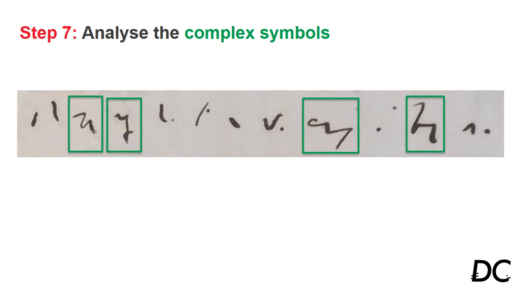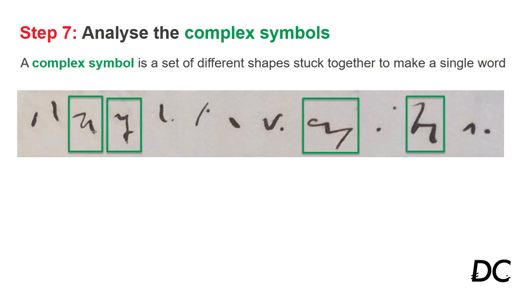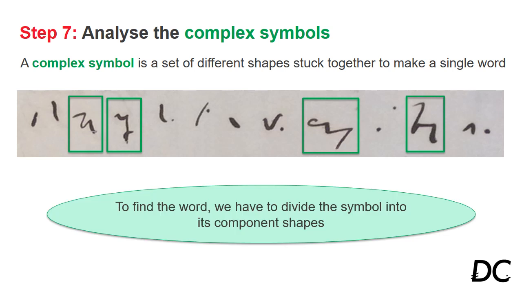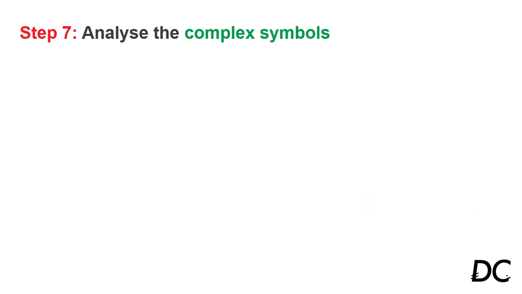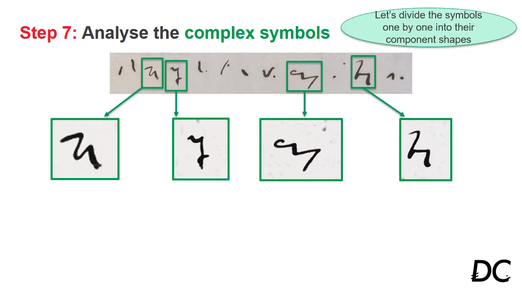Moving on now to step 7, the complex symbols in the green boxes. You'll remember that these are the more squiggly symbols with more than one shape. These component shapes combine together to make a single word, so our first task is to deconstruct the complex symbol into its component shapes. So let's take each symbol one by one and try to deconstruct them into their component shapes. The first green box can be divided up into 4 component shapes.